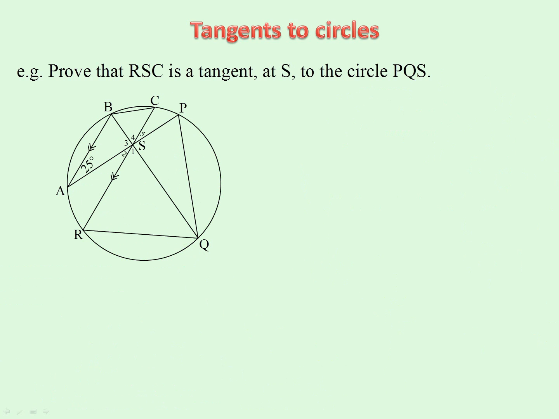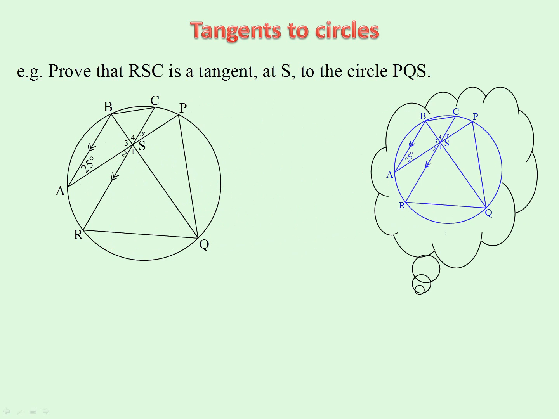Try this one yourself first, see if you can do it. Pause and try it, and then go through the answer. We have to prove that RSC is a tangent to circle PQS at S. Well, our thought process, what if? Which means, in other words, what if this was a tangent to this circle? Have a look. If you weren't sure what to do, see if you can carry on from there.